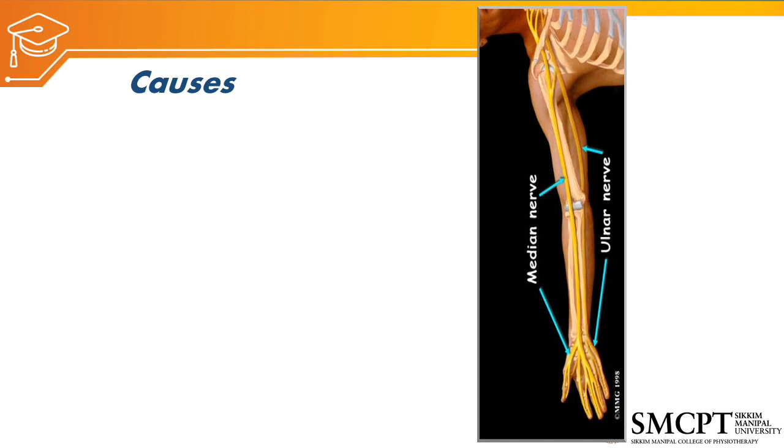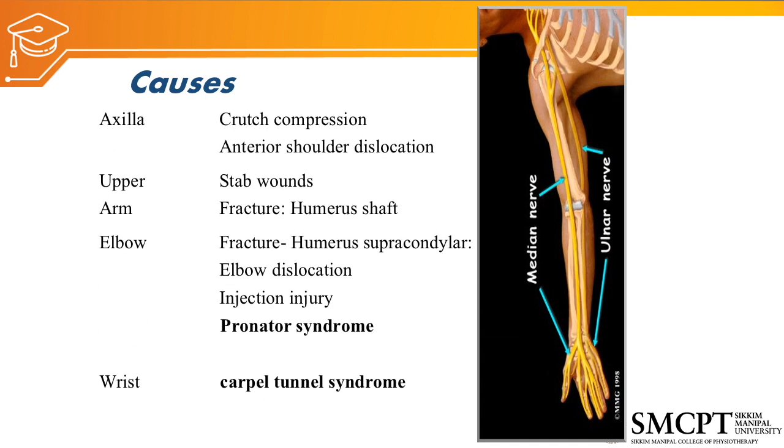The main causes responsible for median nerve injury are crutch compression at the level of the axilla or anterior shoulder dislocation. At the upper arm, it could be a stab injury, any penetrating injury, fracture of the shaft of the humerus, fracture of the head of the humerus, etc. At the level of the elbow, the most common cause is the supracondylar fracture of the humerus. It could also be caused by elbow dislocation or injection injury.